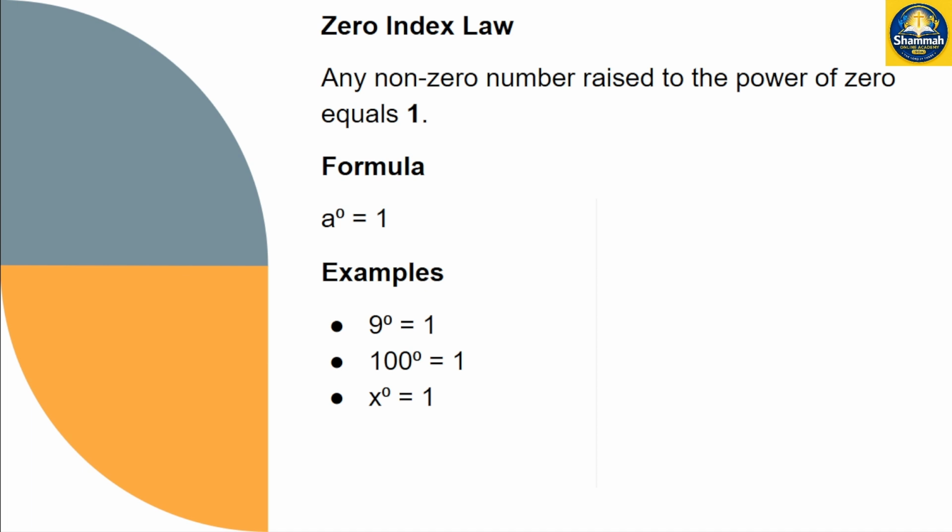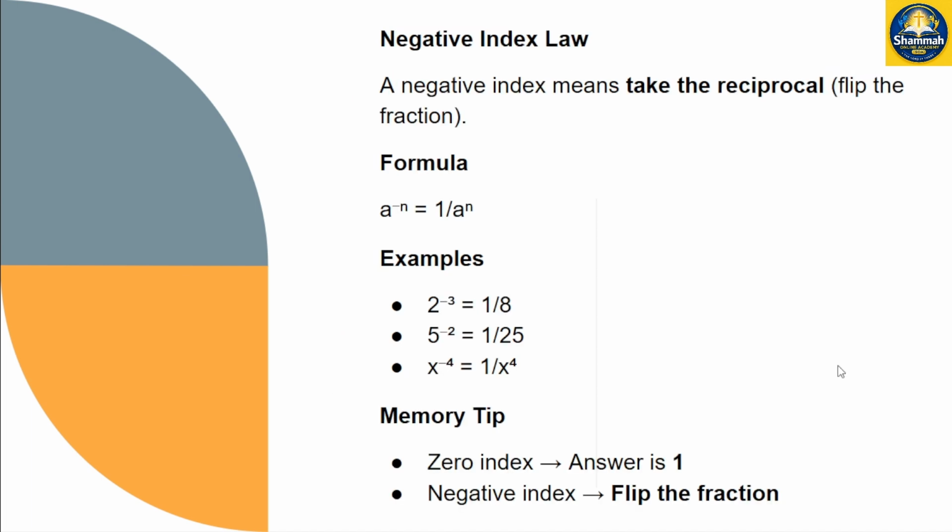Now to the next law of indices. It states that any non-zero number raised to the power of 0 equals 1. So any number that is more than 0 raised to the power 0 must give us what? 1. For example, 9 raised to the power 0 is what? 1. 100 raised to the power 0 gives us 1. x raised to the power 0 gives us 1. 1 million raised to the power 0 still gives us what? 1.